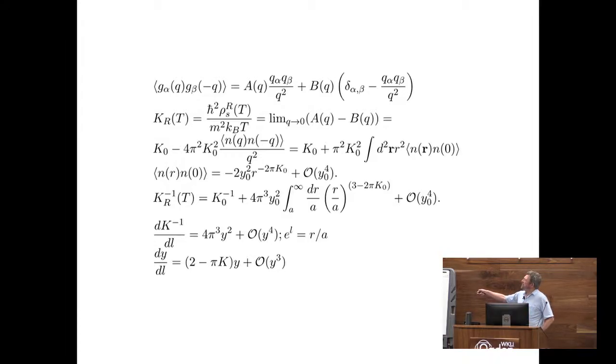And so what we did was we simply used this renormalization group method. And basically this renormalization group method is very simple. This is the physical measured quantity. And so this quantity must be independent of the cutoff of the vortex core size, this A. Right? And the expression is basically this integral from A to infinity of dr over A, the integrand being r over A to the power 3 minus 2 pi K.